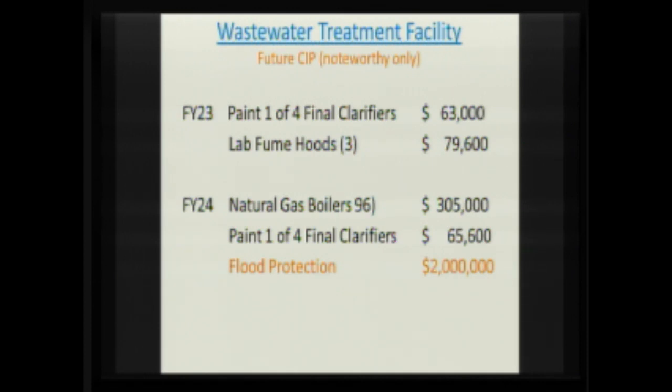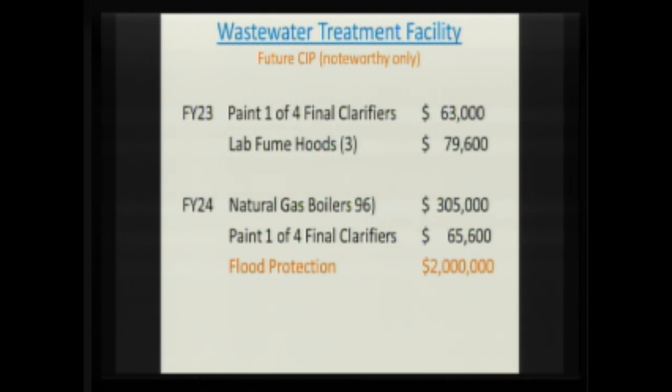They're in pretty decent shape, but we think by 2024 we may need to do something with them. Another clarifier, and finally the flood protection, which was a number that I didn't put in there. I think that probably came out of City Hall, and whether that would be the time frame or actually fall later, I'm not really sure that that's going to be sufficient funds, because when we build flood protection around the wastewater plant, that means you have to isolate the plant from the river.